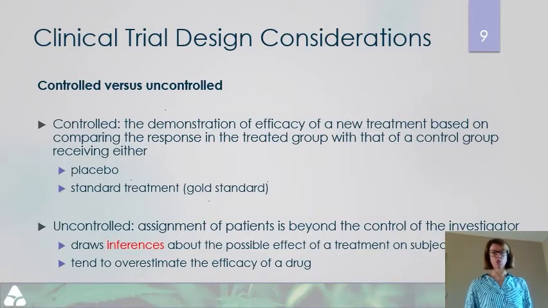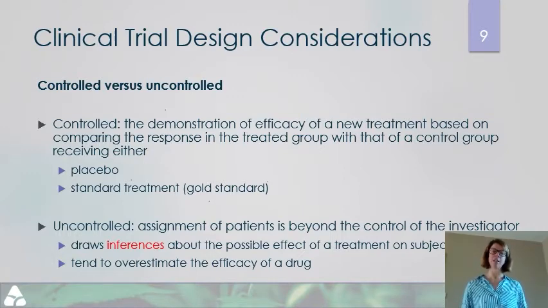An uncontrolled trial, basically there is no control group, so you can't compare your data against another group that hasn't had the intervention that you are trying to investigate. Often it's because the assignment of the patients is beyond the control of the investigator, so it would be too difficult to actually divide people into two groups. And the important thing about uncontrolled trials is that they draw inferences about the possible effect of a treatment. As I said, it's not a definitive answer.